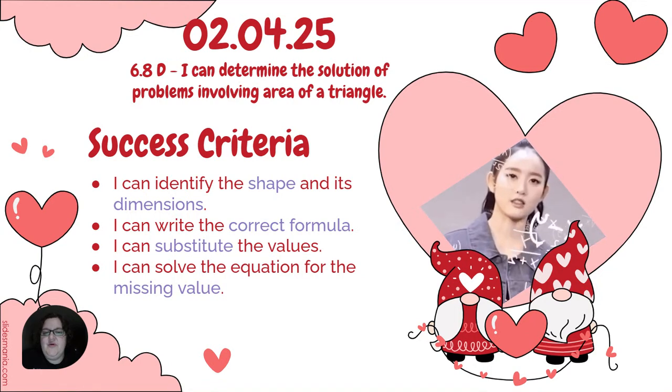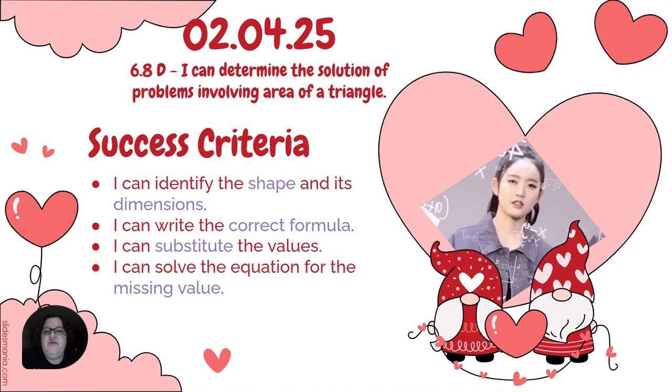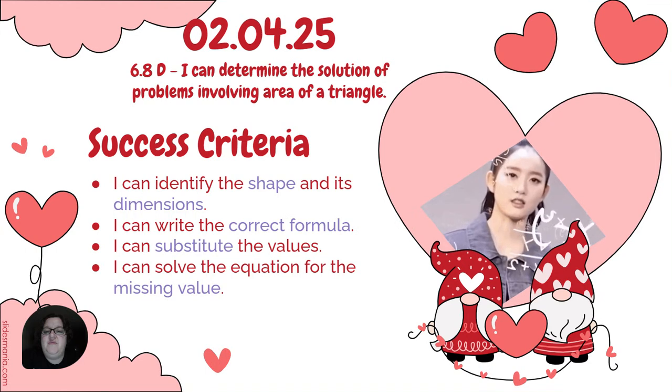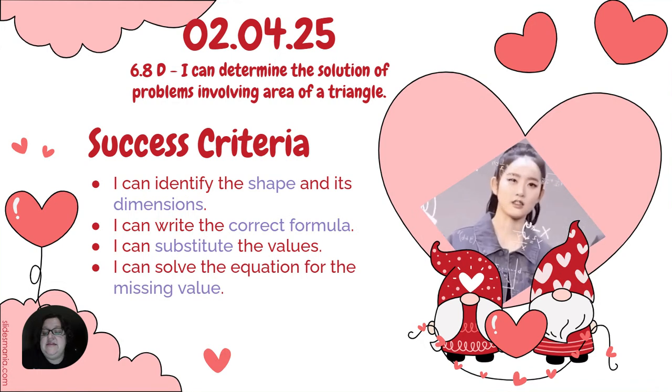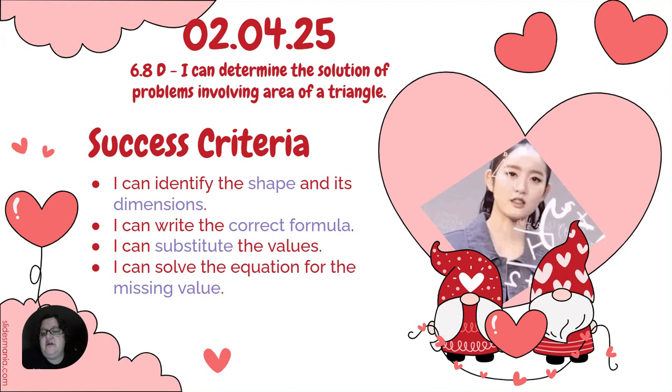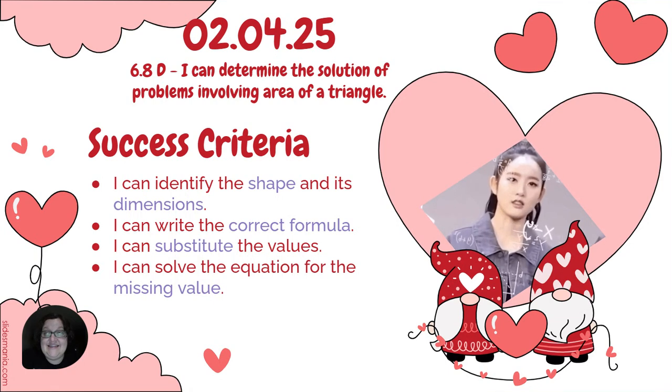Today is February 4th, 2025, and today we're going to be talking about how you can determine the solution of problems involving areas of a triangle. So, if you notice in the success criteria, we have four success criteria that are the same as the success criteria from yesterday when we were talking about area of rectangles and parallelograms.